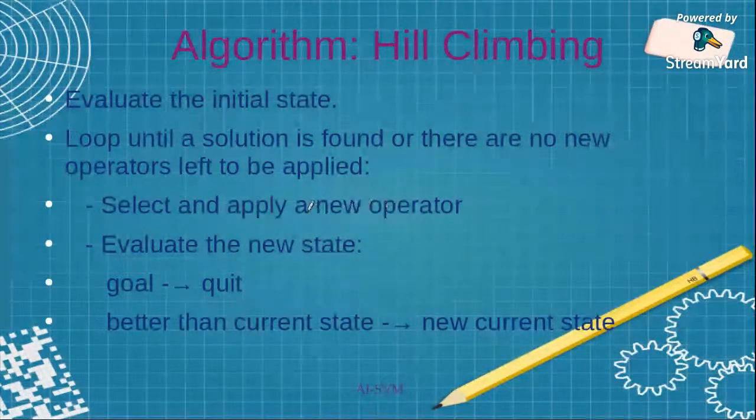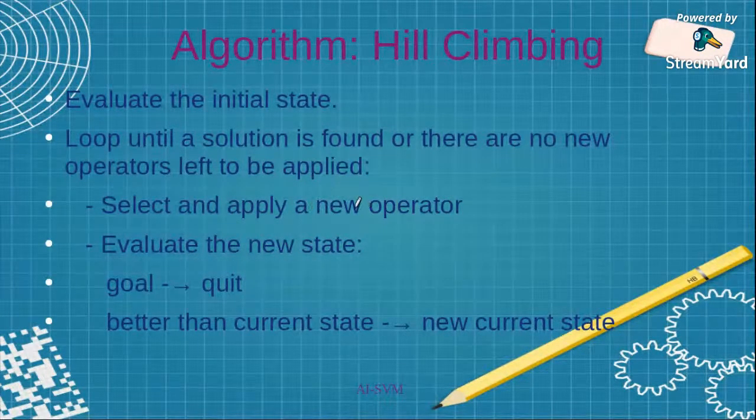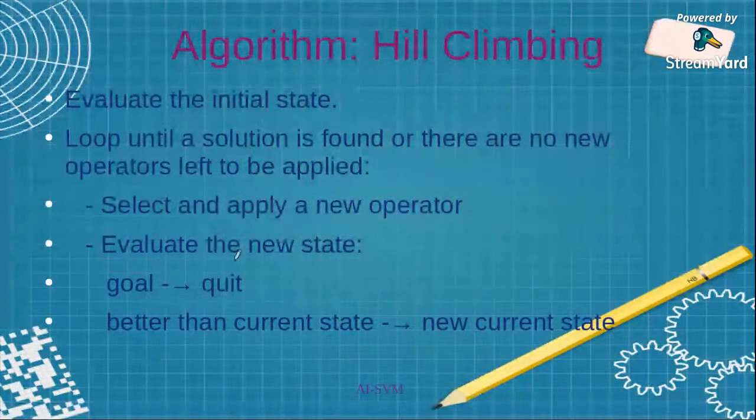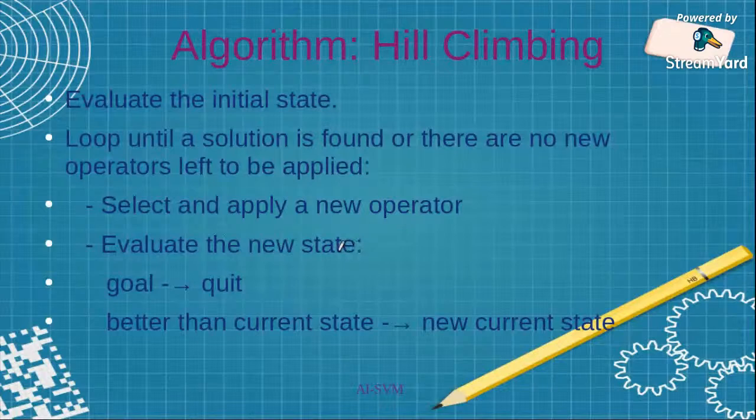Whichever direction is going to give you a better one, evaluate the new state. So try all the options. If the new state is the goal state, go there and quit. Declare you reached it. If not, but it is better than the current state, go there and then again put it in a loop.